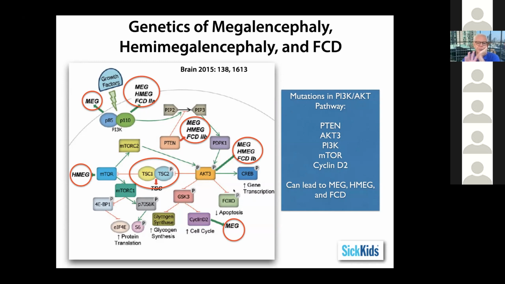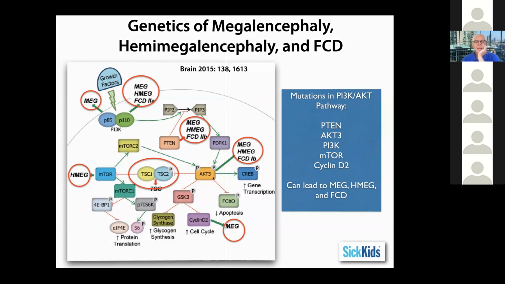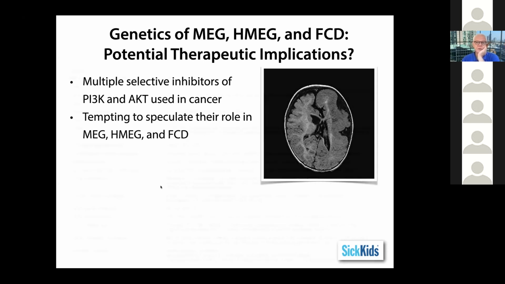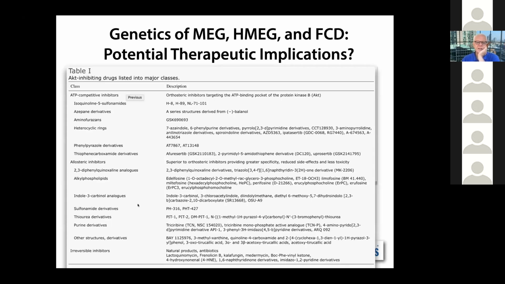So you might want to just take a moment to take a look at this pathway in large and then focus in on where the red circles are, because that's where focal cortical dysplasia takes place. And it's tempting to speculate that if you have these weird dysplasias and you have a pathway that's active and mutated, then what about pharmacological inhibition? And here's just some drugs that can target the AKT pathway.